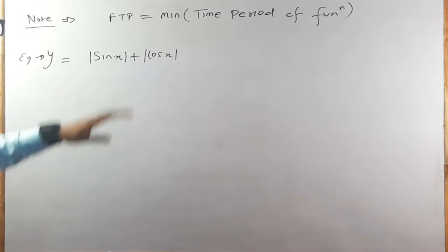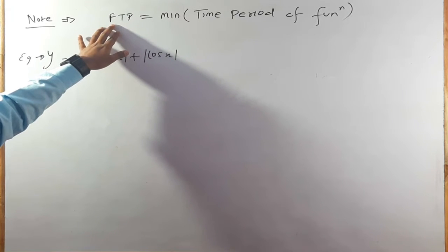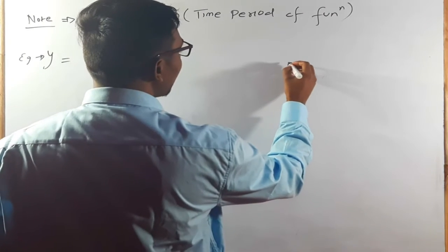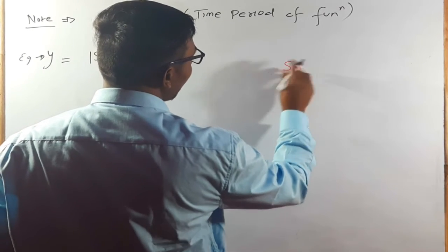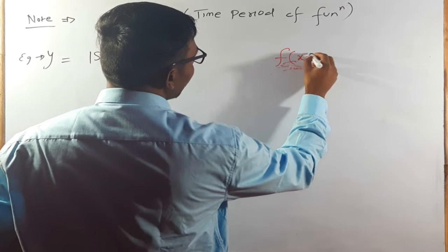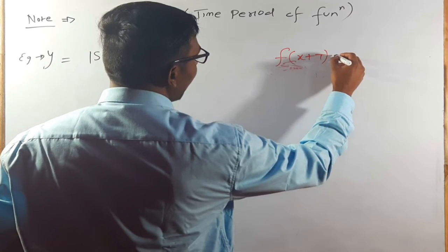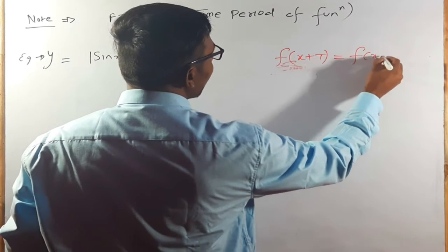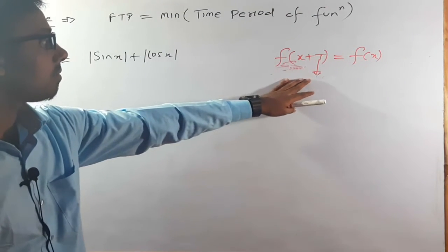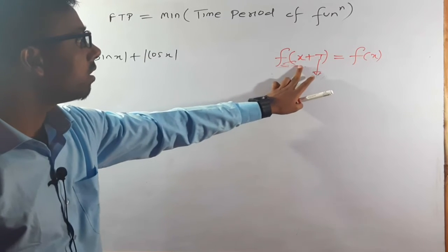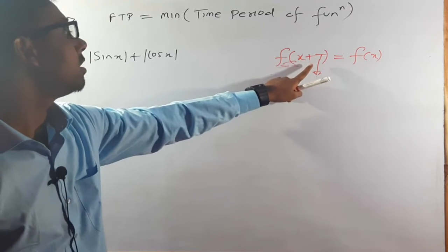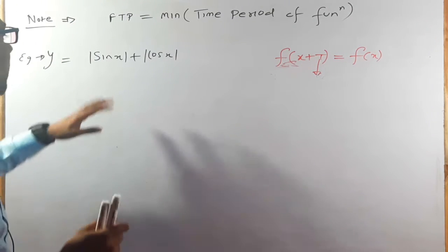I have written here that the fundamental time period of the function will be the minimum value of the time period of the function. What is the meaning of the time period of the function? If f of x plus T gives us f of x, then T will be the time period of this function. Now we will minimize this value of the time period, and then only can we get the fundamental time period. So first we will find the time period of the function.